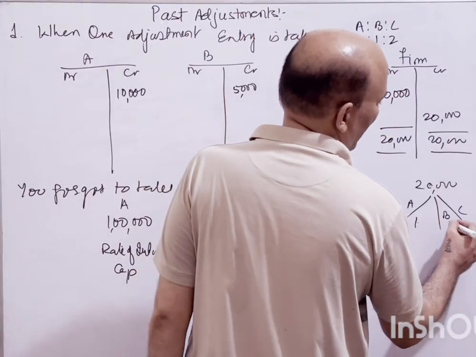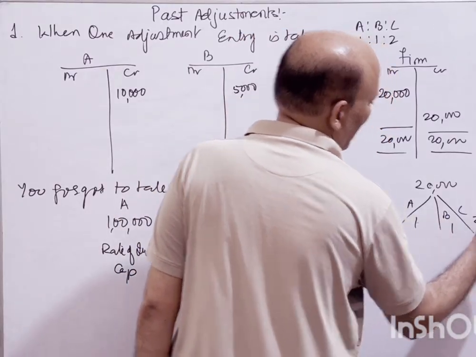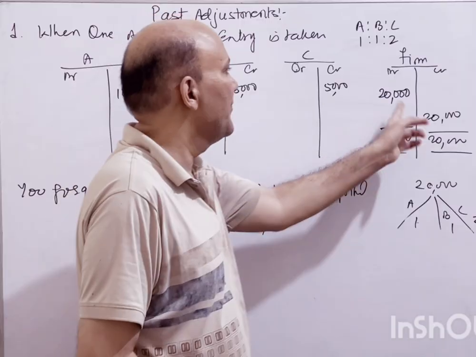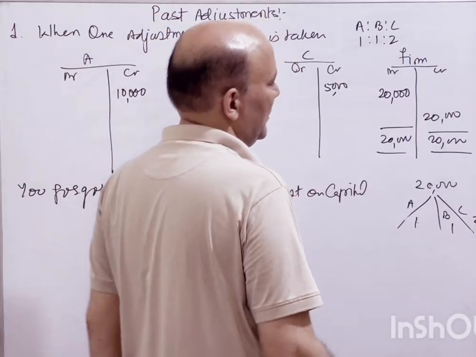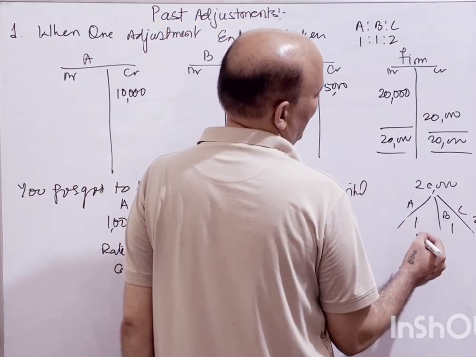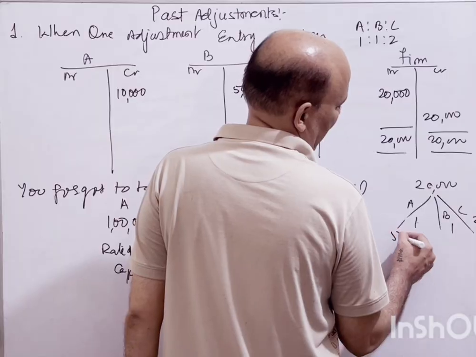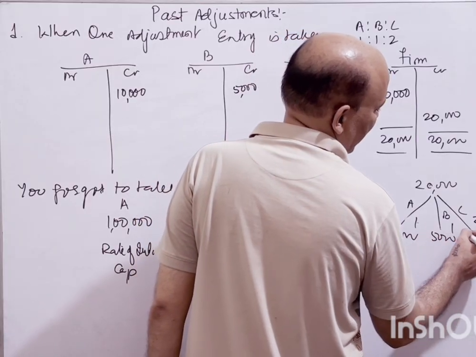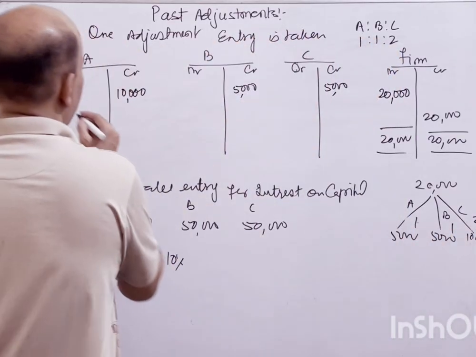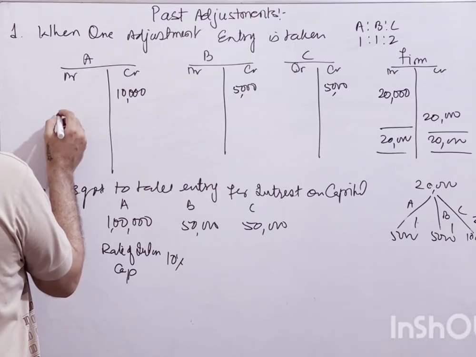So 1, 1 and 2. Now we have to distribute this. We have to set up this debit amount. So this is 1, 1, 2, 4, 5,000, 5,000 and 10,000. Now this will be debited here.